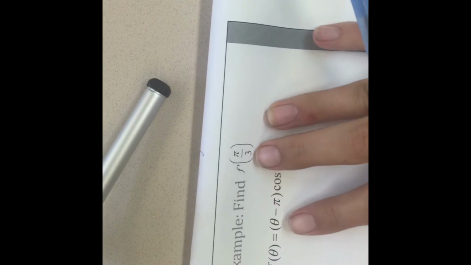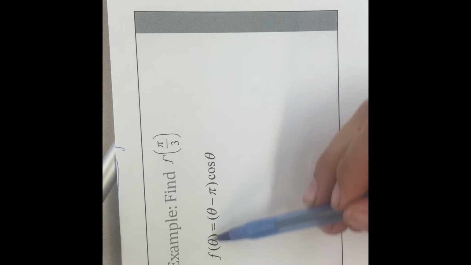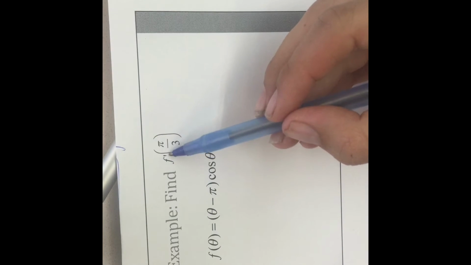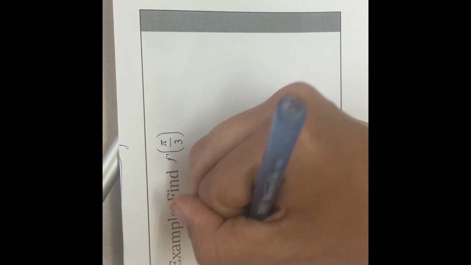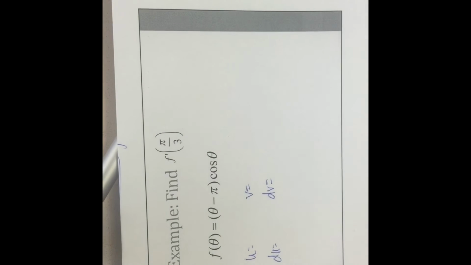So in this next example, you're asked to find the derivative at a specific value. So I have this function, f of theta equals theta minus pi times cosine theta, and I'm asked to find f prime of pi over 3. So take a minute, set up your product rule. So set up your u, your v, your du, and your dv. So pause the video and set that up.